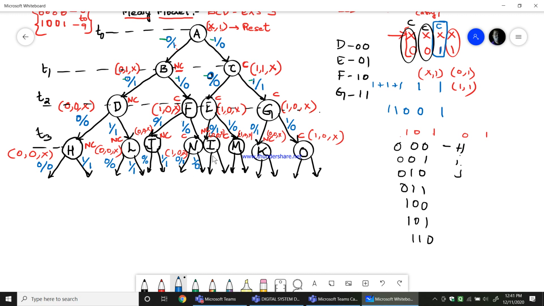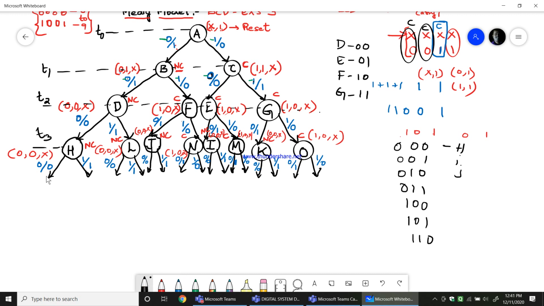Then for I, no carry, so 0, 0, 0, 1, 1. Here it is 1, 0, 0. So 0, 1, and this is 1, 0. This is 0, 0, 0, 1, 1. This 1, 0, x is what? 0, 1. 1 plus 1 is 0, therefore 1, 0. So this is the state.